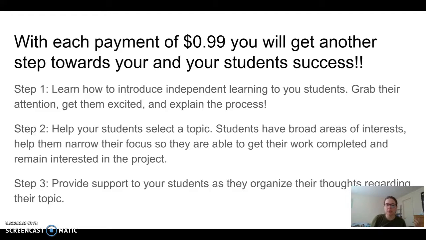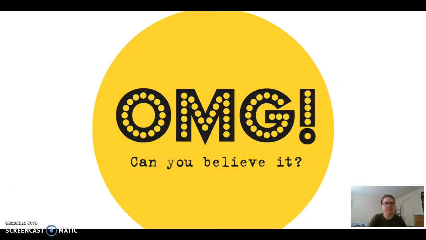Step 2, you're going to help your students select a topic. They are coming with ideas out of nowhere. We're going to harness them, narrow them, so that they can get their work completed and remain interested in their project. And step 3, third installment of 99 cents, you're going to provide support to your students as they organize their thoughts regarding their topic. Let's get that in a format that everybody can use. Can you believe it? Independent study is going to give you those things.